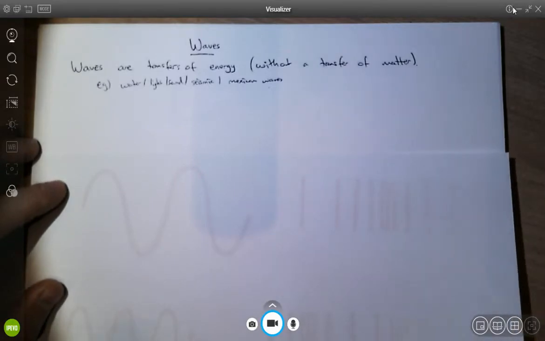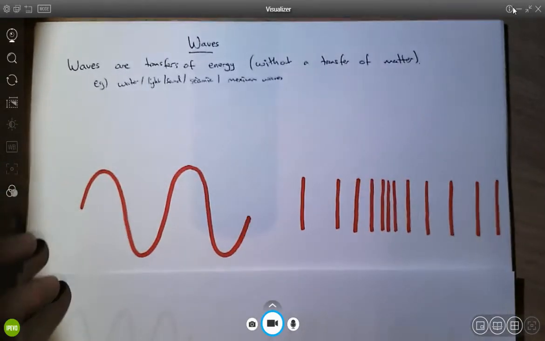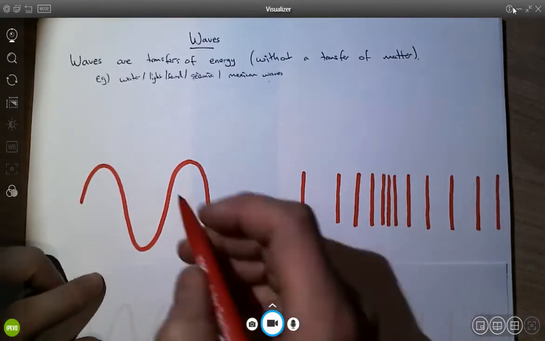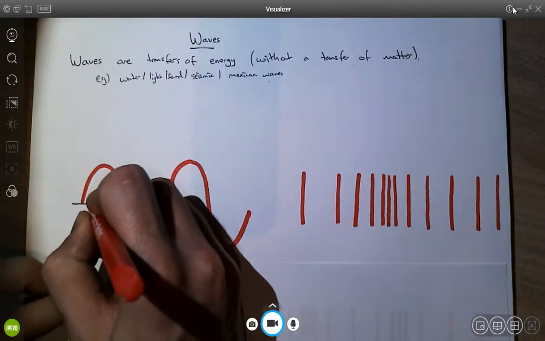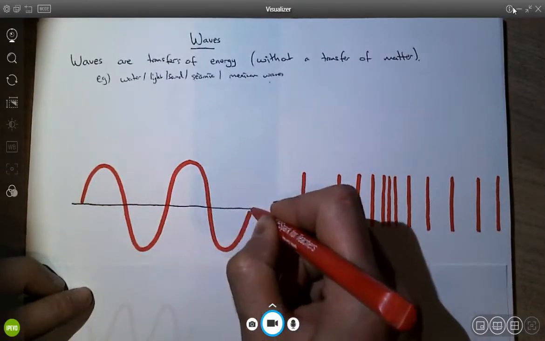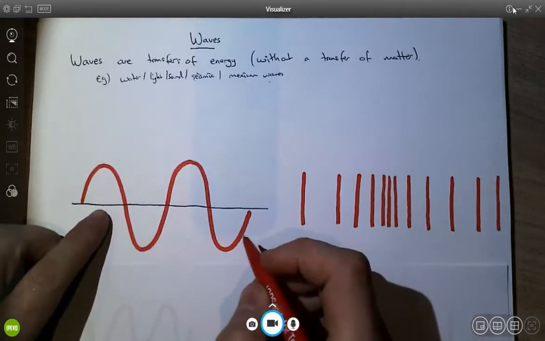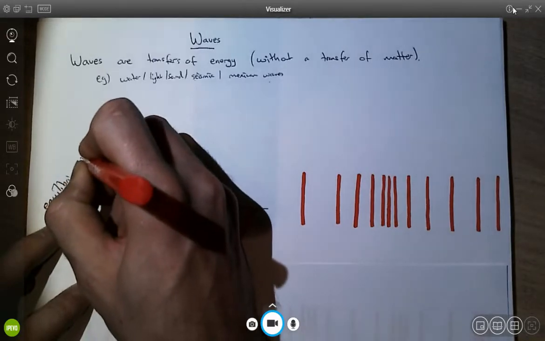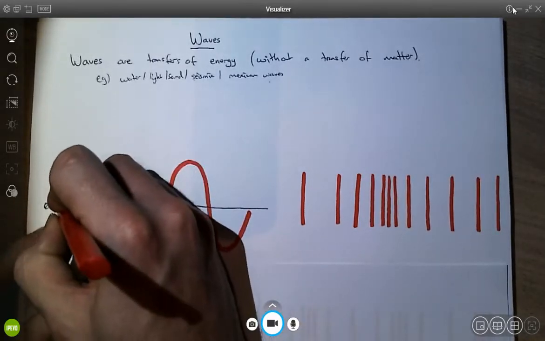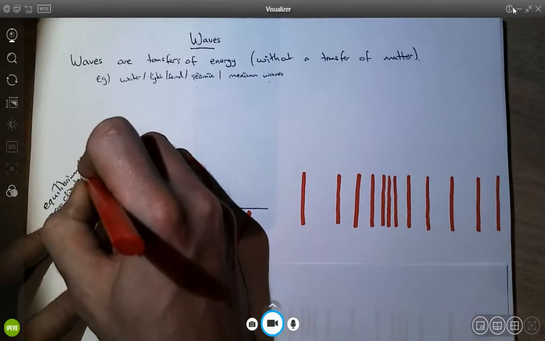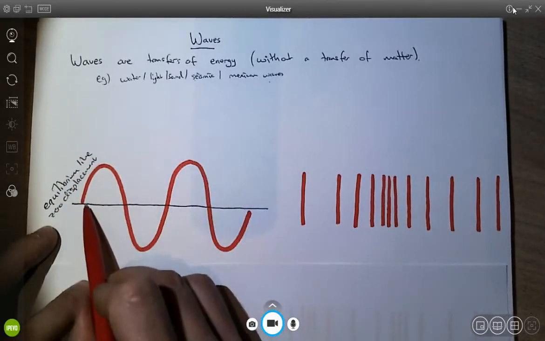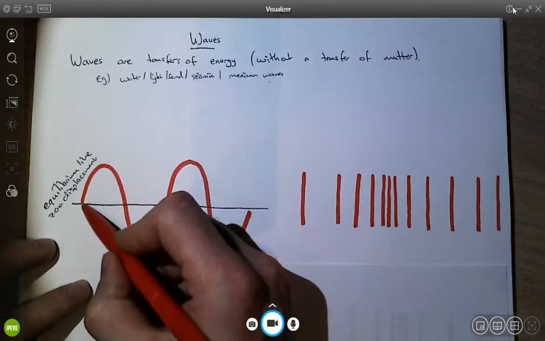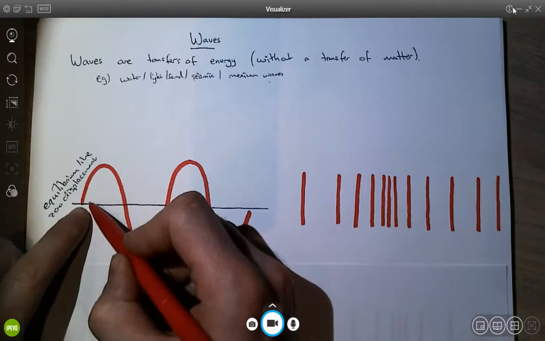So let's look at two diagrams to show waves. So this is the typical wave diagram, and we can of course start to label it with the basic definitions students need to be aware of. So this black line I've drawn here is the equilibrium line, or the line of zero displacement. If the wave was entirely along this line, there wouldn't be a wave, because there would be no displacement from the start position.